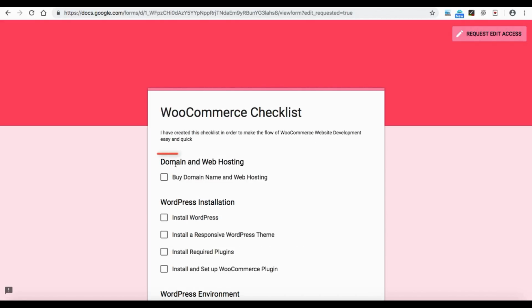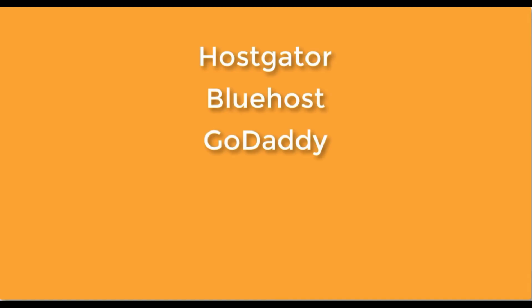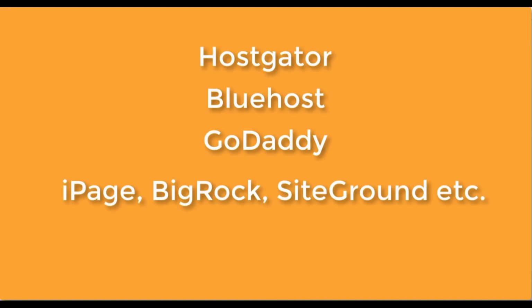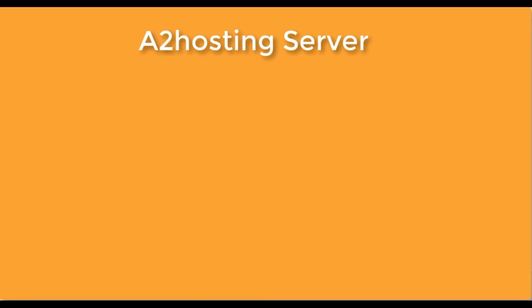So according to our WooCommerce checklist, firstly we have to buy a domain name and web hosting. Nowadays, there are hundreds of web hosting companies in the market. Trust me, I've worked with more than 1000 clients and we used HostGator, Bluehost, GoDaddy, almost all types of web hosting companies, but none of them satisfied us in terms of speed or security. But at last, for the last 3 to 4 years, we are using A2 Hosting. And why is it our favorite?